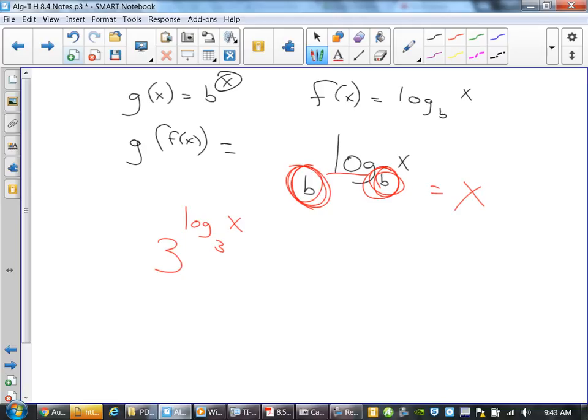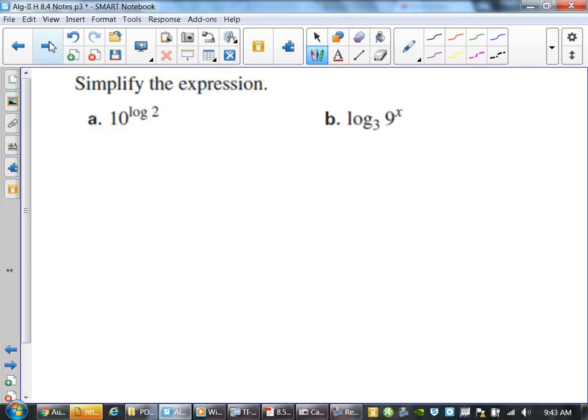Yep. Yes, sir. What happens to the log after you cancel out the b's? They undo each other. So the log is a part of the other b. Exactly right. That's how these inverse properties work. That's how we're able to undo problems. That's how you're able to simplify things with relative ease by just using some of the properties. For example, I have 10 raised to the log of 2.